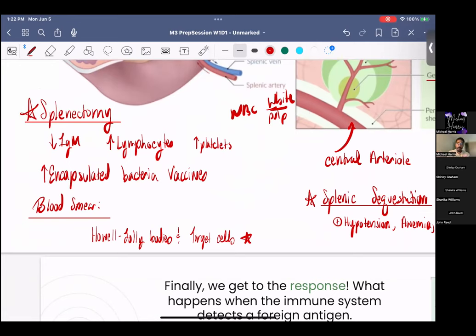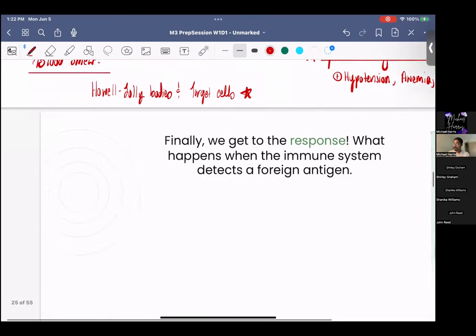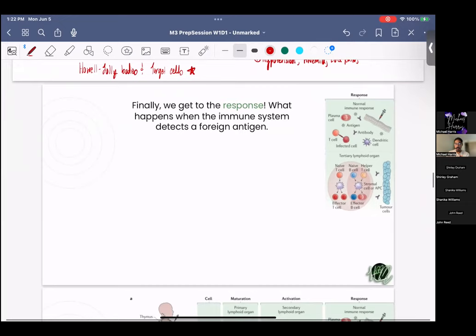Okay? Good. So it's not as bad as you think. These target cells and Howell-Jolly bodies, they don't cause any pathology. It's more of a finding that you see whenever you have someone who does not have a functioning spleen, like in sickle cell disease, or who is missing a spleen. Let's say they get in a car accident and they fracture ribs, located at what rib number?